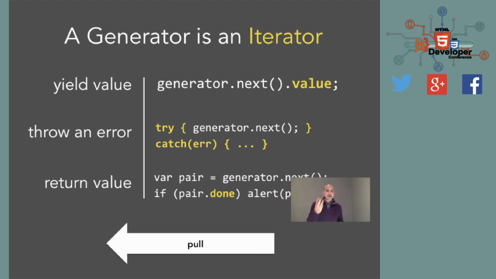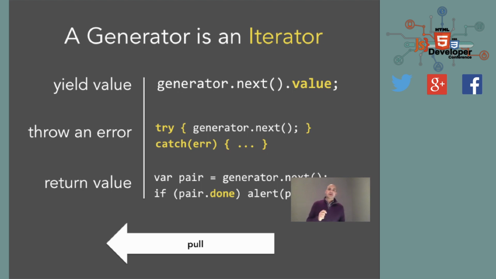And there are three messages, notifications, you can get from an iterator. You can pull out a value. When you attempt to pull out a value, that iterator might throw, and so you could get an error. And finally, you can pull out a value and find out that it's the return value. In other words, the last value, and there will be no more values.